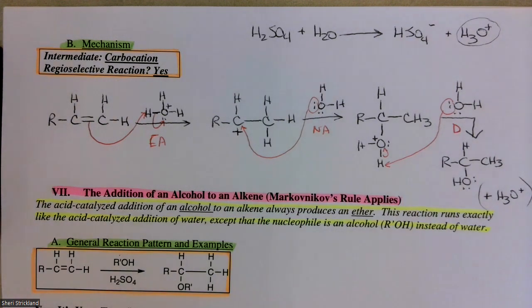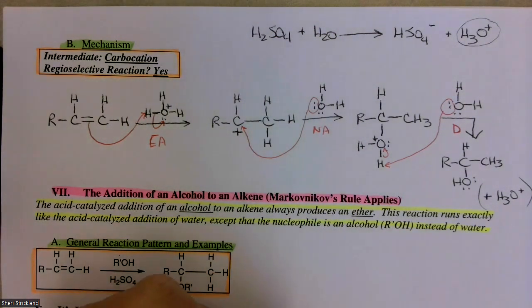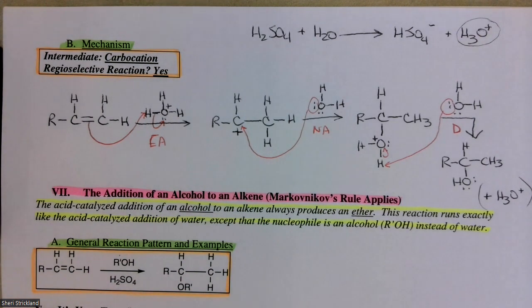All right, so this runs by Markovnikov's rule also. And so if we've got an unsymmetrical alkene, we're going to have a less substituted vinylic carbon and a more substituted vinylic carbon.